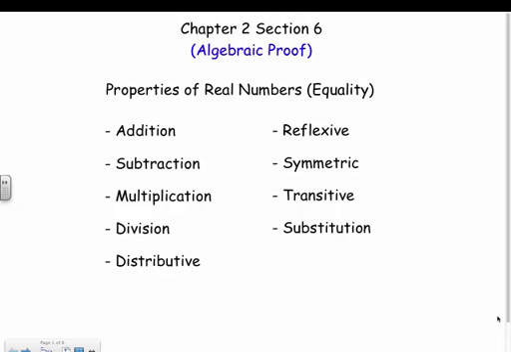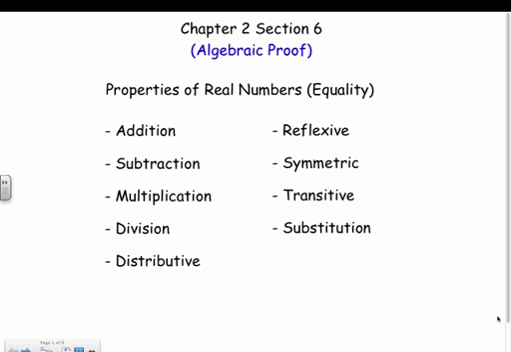Here we go. Here's the first full section worth of proofs for you. And hopefully this will make a lot more sense today than it did on the example I did the other day. So algebraic proofs are probably the easiest proofs to understand, and that's why we start with them before we get into our geometric proofs.